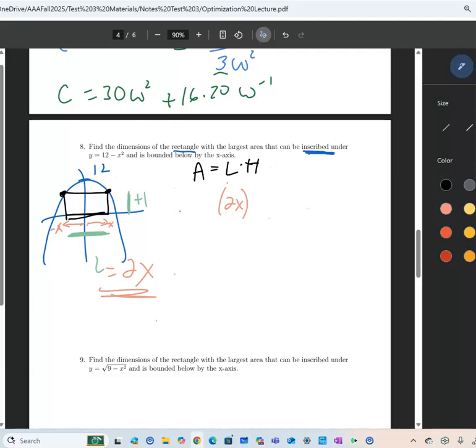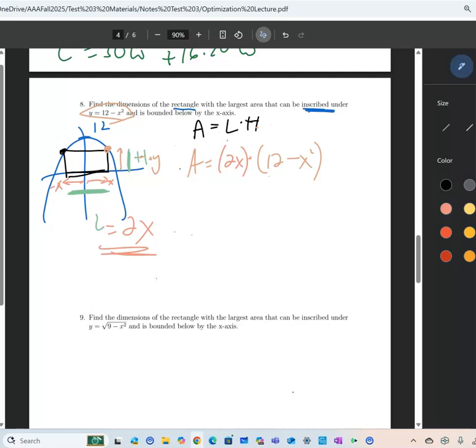Let's think about our height. Height is from here to here. Wait a minute, doesn't that touch the function? So won't the height equal the y value? And so the height is the y value, so I'm going to put in the function, 12 minus x squared. So there it is. That's the area formula that I want to find the largest of.